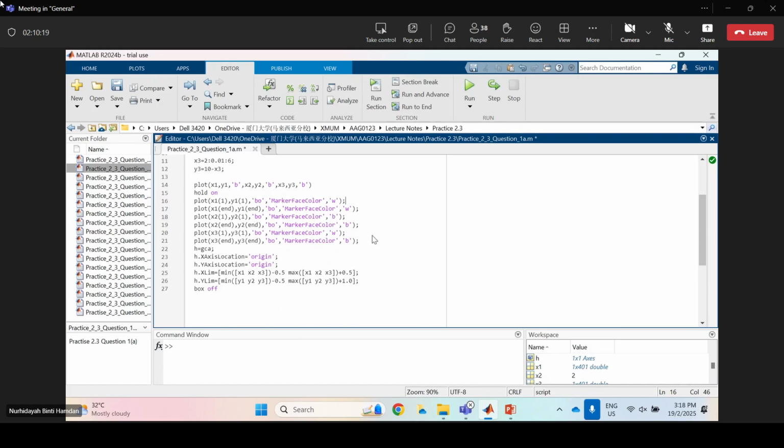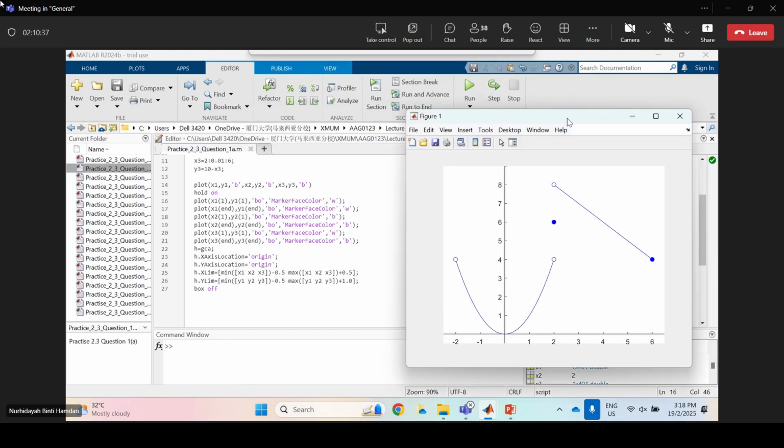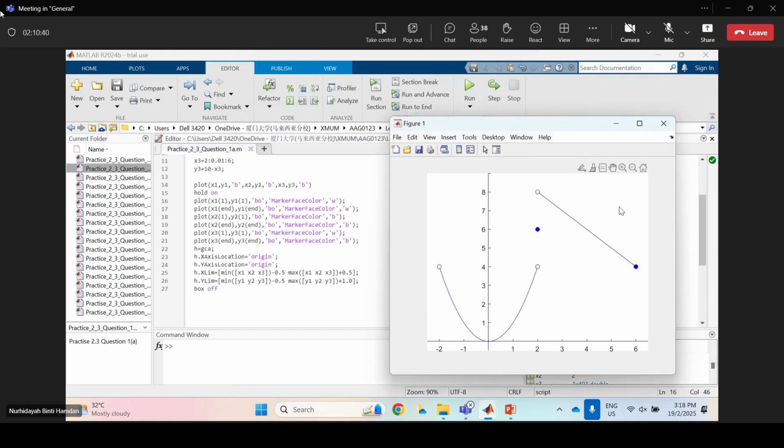Now I put box on. Then for x limit, I minus 0.5 for the minimum x, and for the maximum x is I plus 0.5, because I don't want excess line. So then I got this. Of course, here it's not complete because I don't put any arrow here, and also I didn't put any arrow here. And also title and label for x-axis and y-axis. So you do it by yourself: label x-axis, y-axis, and put the title. Do it yourself.